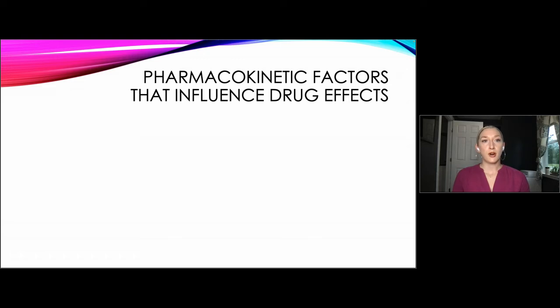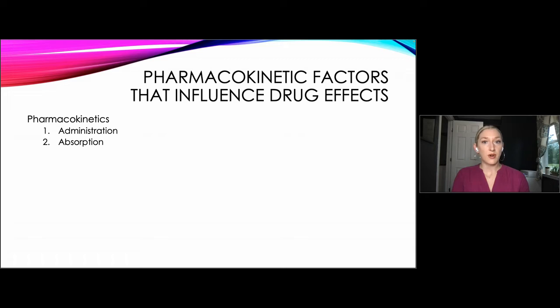So when we look at pharmacokinetic factors that influence drug effects, we first need to define pharmacokinetics, which is the study of factors that influence the distribution and concentration of drugs in the body. So the first factor is administration. So how does the drug enter the body? How is it administered? The second is absorption.